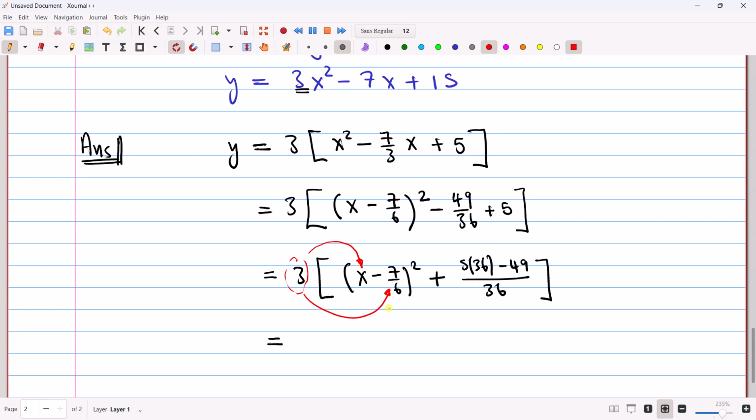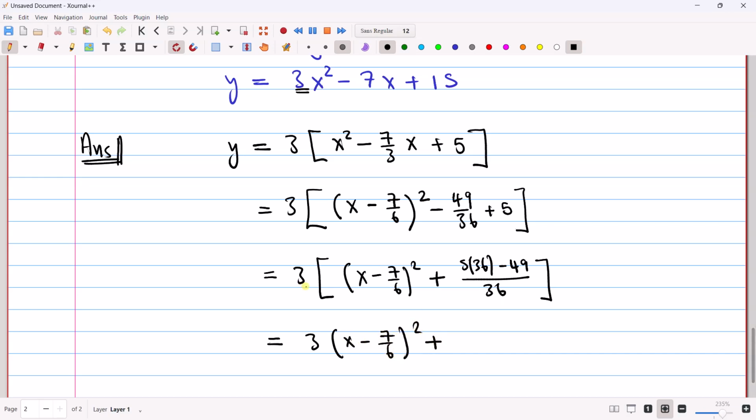Whenever you're multiplying the square part of the parabolic function, you don't put the 3 inside; you just place it outside. So you're not going to do that. You see. What you're going to do instead is just keep it outside. So it's 3, then you have x minus 7 over 6, then squared.